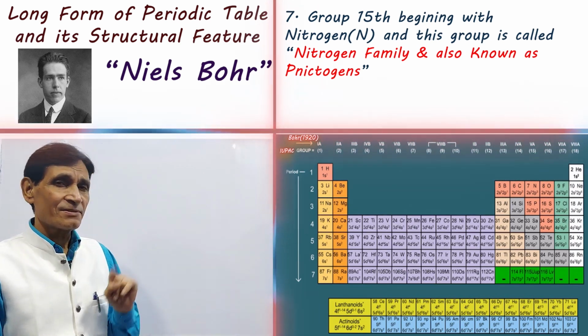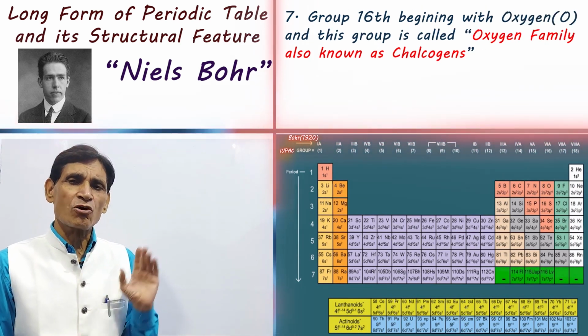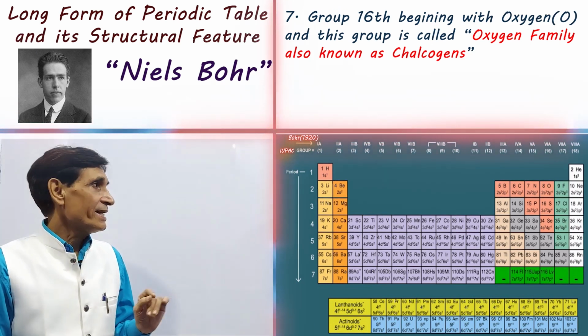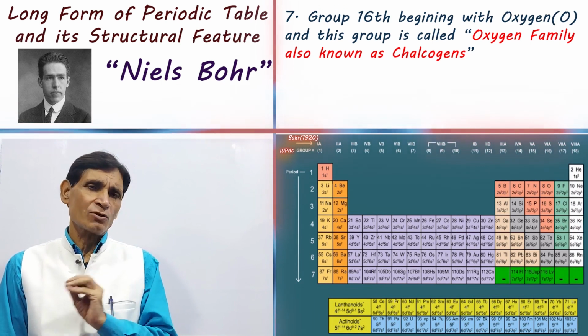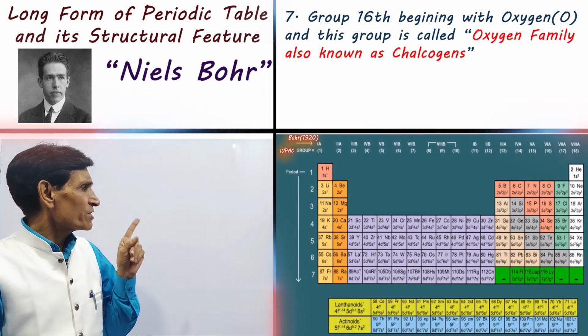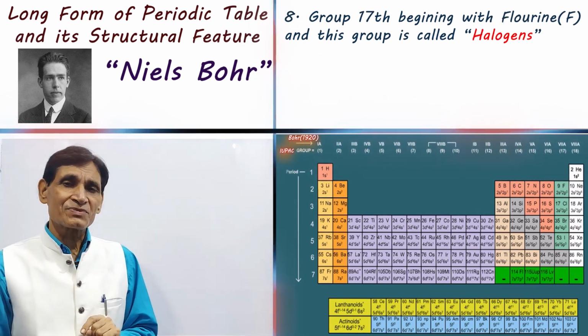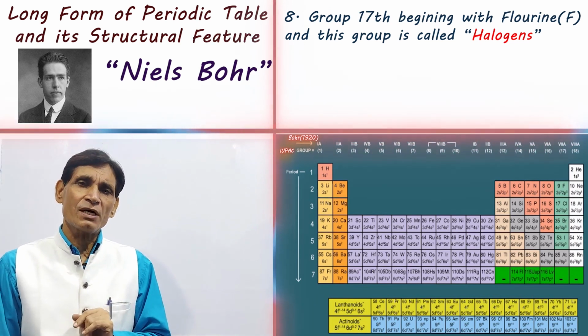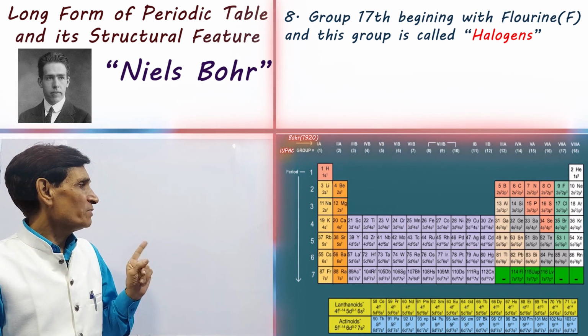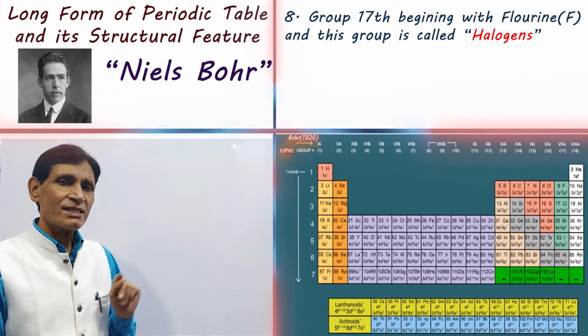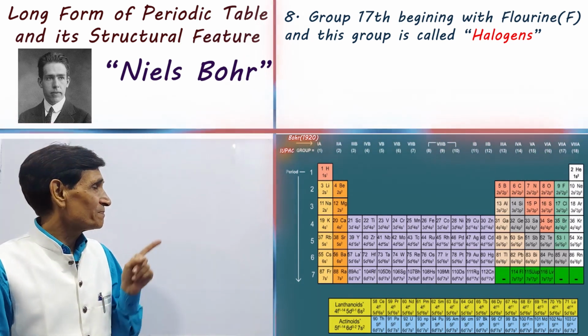Group 16 begins with oxygen, that is the oxygen family, and these elements of group 16 are also known as chalcogens. Group 17 begins with fluorine. Elements of this group 17 are known as halogens: fluorine, chlorine, bromine, iodine, astatine. Astatine is a radioactive halogen.